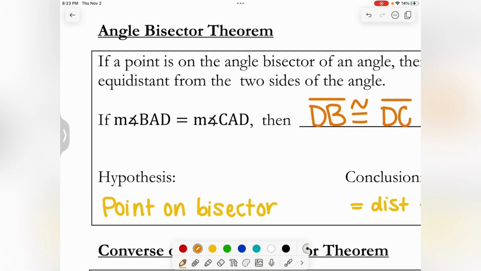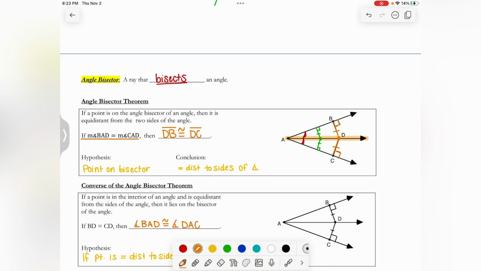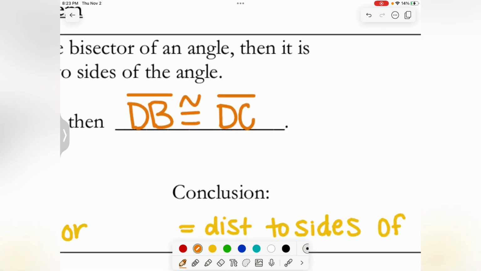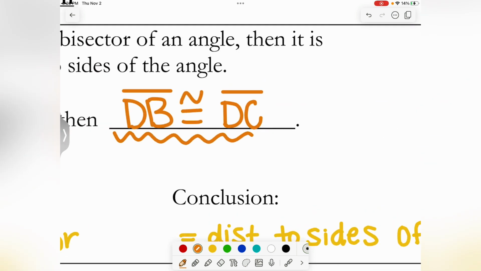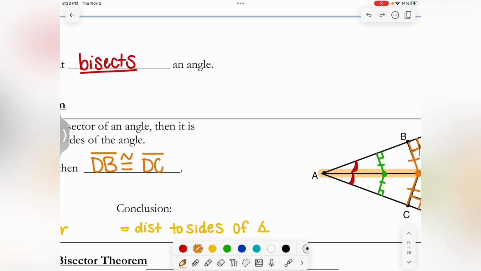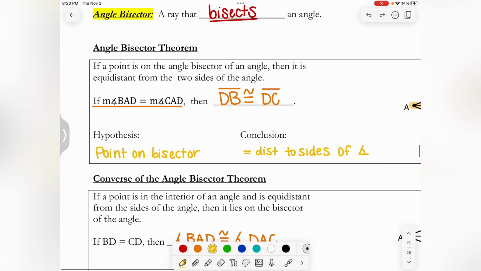So if the measure of angle BAD is equal to the measure of angle CAD, in other words, the little angles are congruent, then those segments are congruent because the point D lies on the angle bisector. So the hypothesis is that there's a point on a bisector. If that is true, then that point is equidistant to the sides of the angle.